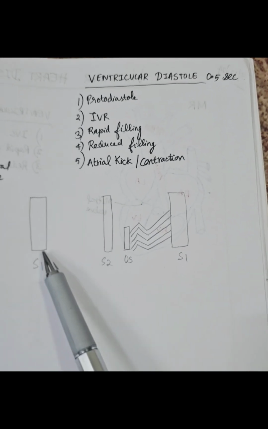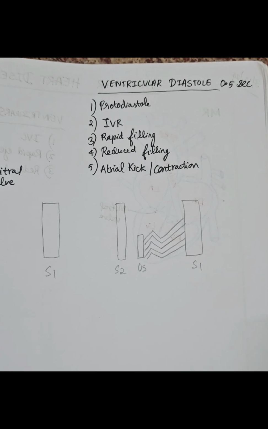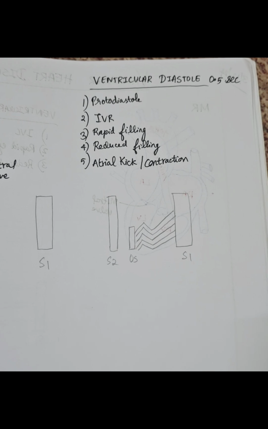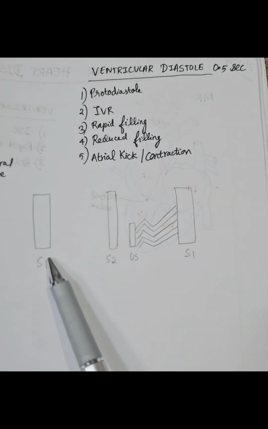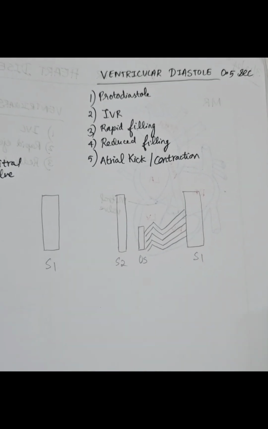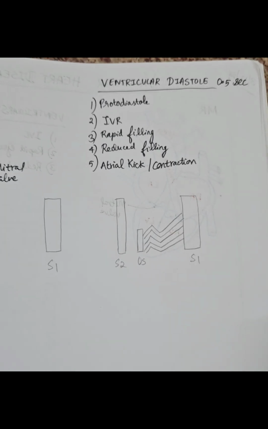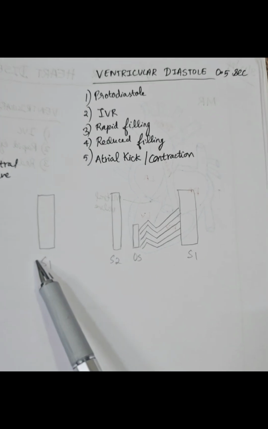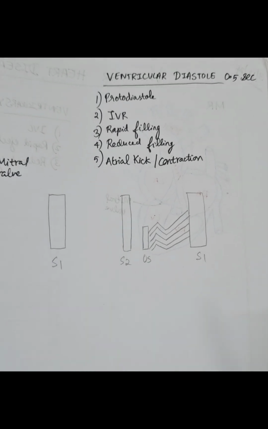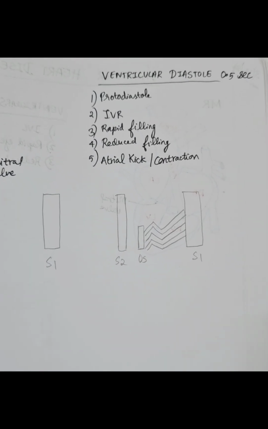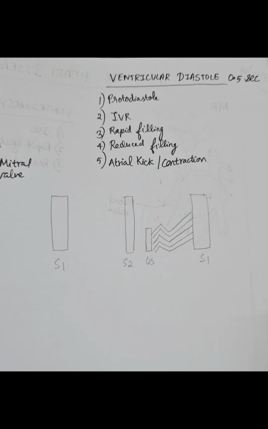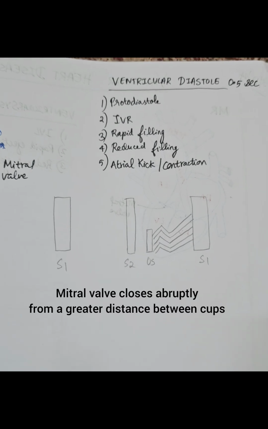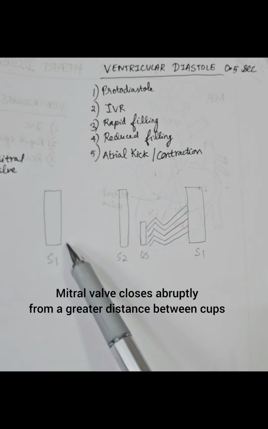So why does a loud S1 occur in mitral stenosis? We know after diastole, the mitral and the tricuspid valves will close. But in the case of mitral stenosis, there is increased pressure in the left atrium. There is increased volume of blood in the left atrium, increased pressure. So the mitral valve leaflets are wide apart and they have to come and close from a greater distance. The closure of the mitral and the tricuspid valve is basically the first heart sound, and since they have to close from a greater distance, a loud S1 is heard.